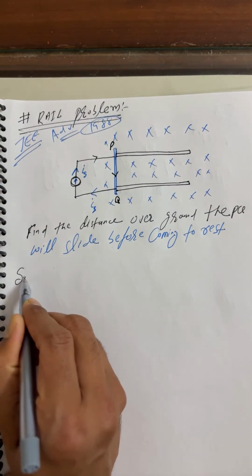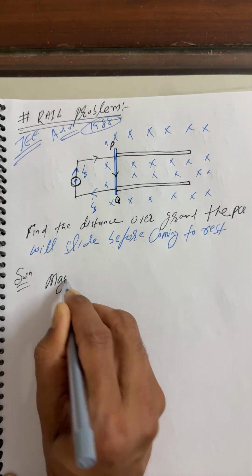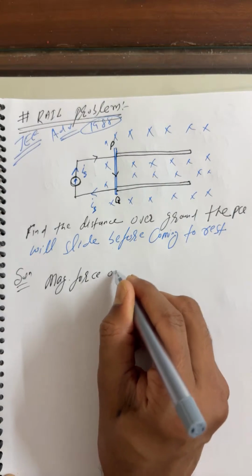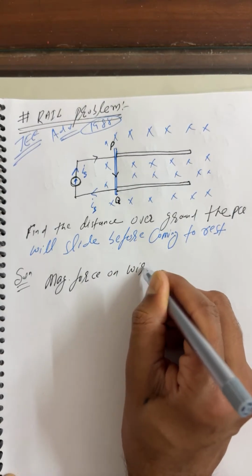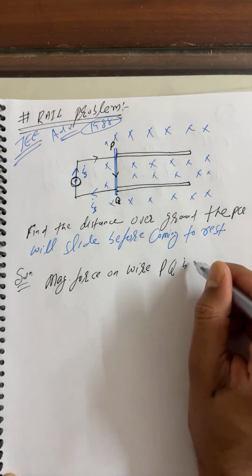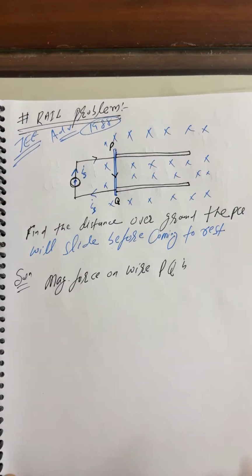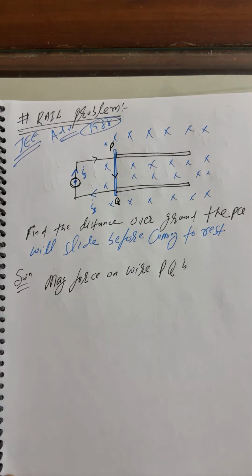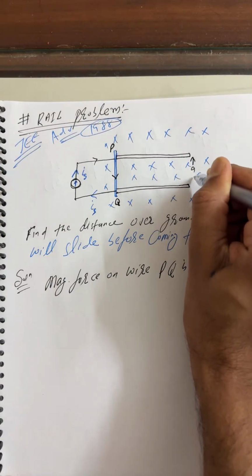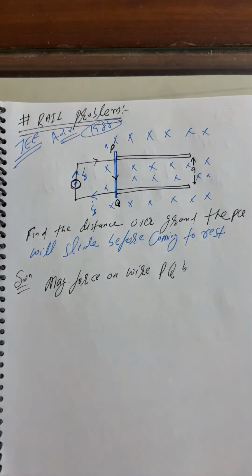In the solution, students, the magnetic force on wire PQ is F equals, I hope all of you remember, ILB. F equals ILB. There is one piece of information I forgot: l is the length of this PQ wire.